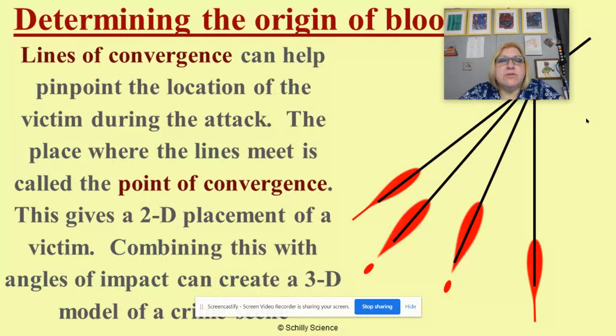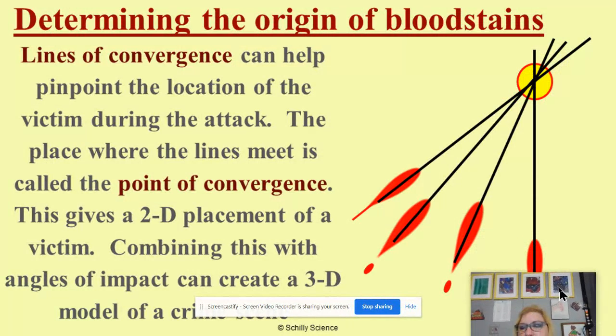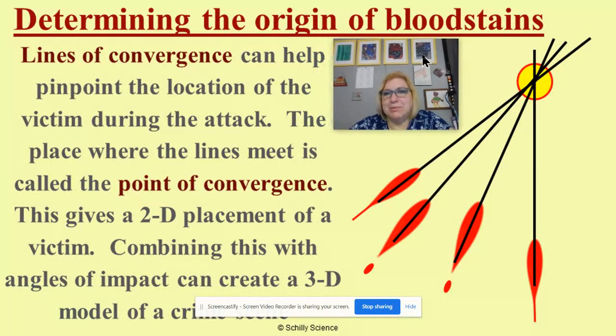All right. So, determine the origin of the blood. If you've ever seen Dexter, then you've seen this kind of setup here. I think he uses string maybe to determine where the blood drop is originating, what the point of impact was for the person who was victimized. So the lines of convergence can help pinpoint the location of the victim during the attack.